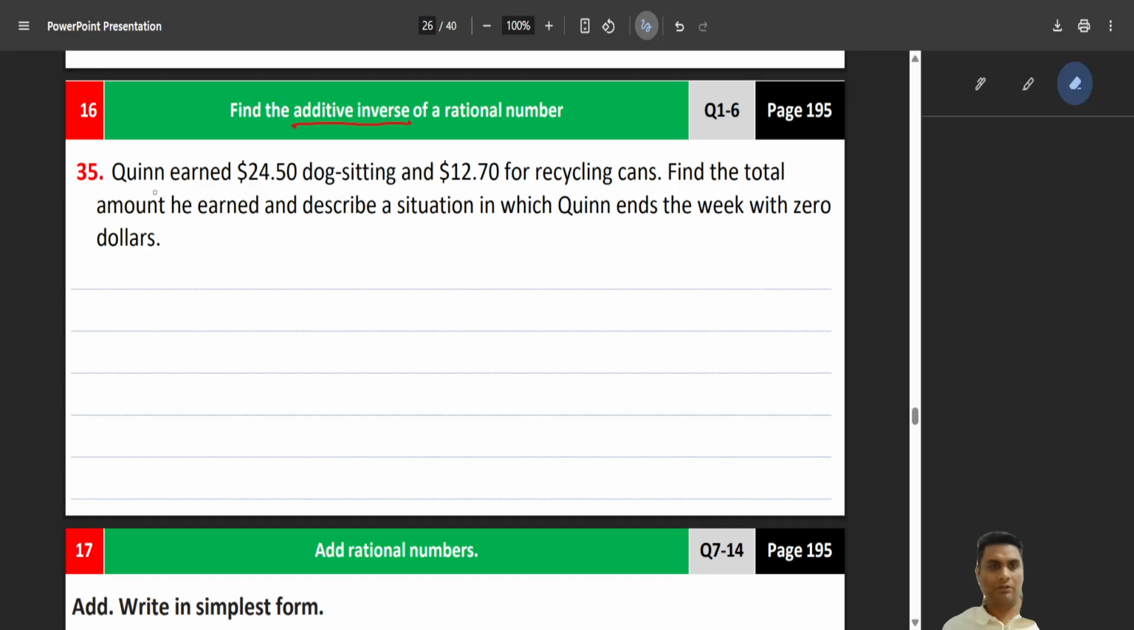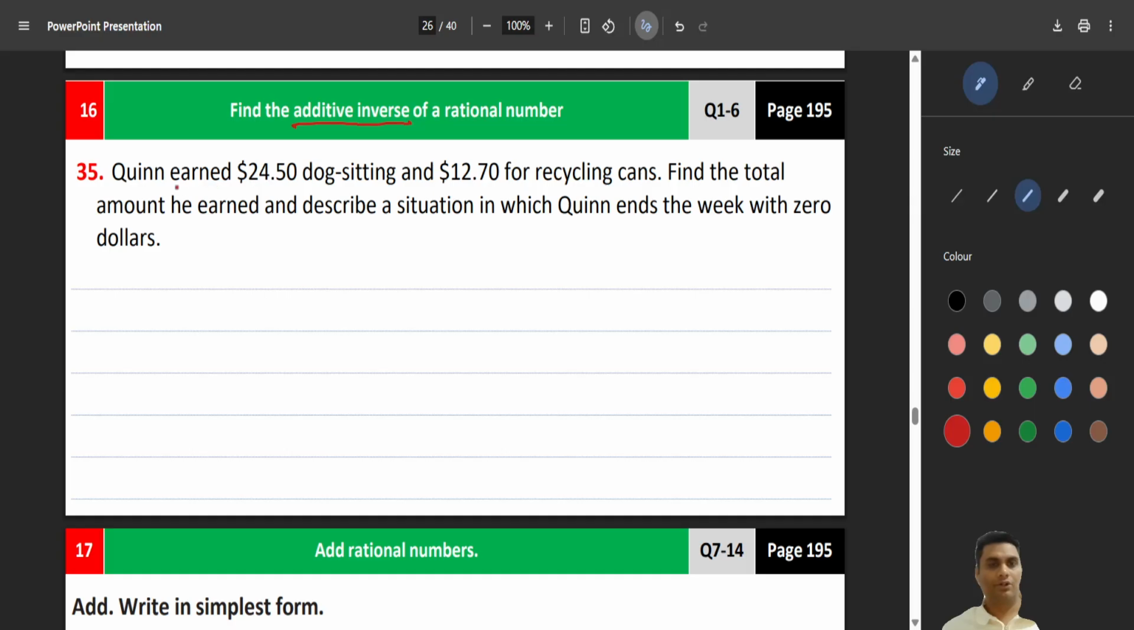Queen, okay, wait. Queen earned. Earn yani you get some money. When you get some money, yani it's a positive value. So she got $24.5. This will be positive, right? For dog sitting, for taking care of a dog, she got $24.5. And she got $12.7 for recycling cans. She had some cans, she recycled them, and she got another. Got yani extra money, yani plus. So total, how much money will she have?